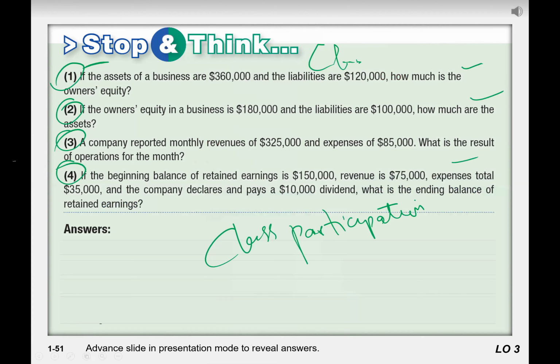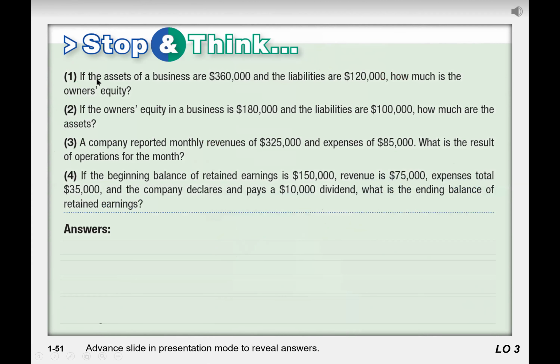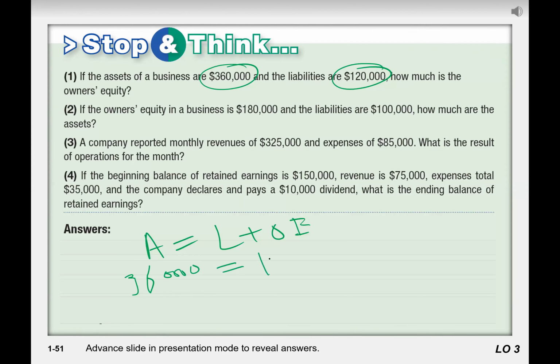So let's talk about this. If assets of the business are 360,000 and liabilities 120,000, how much is the owner's equity? So we know that assets equal liabilities plus owner's equity. Total assets we have 360,000, liabilities we have 120,000. All you need to do is find out the owner's equity.